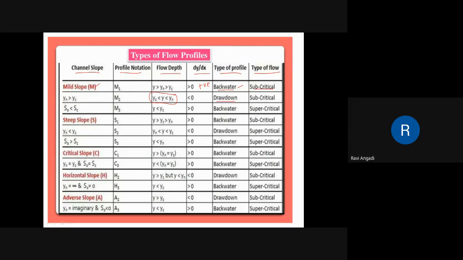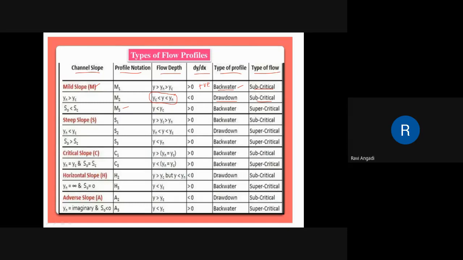What type of flow do you get? Drawdown. The type of profile is drawdown and the type of flow is subcritical. Likewise, you can take the others, M3, where Y is less than Yc, meaning we get supercritical flow. And dy by dx is greater than 0 also, and we get a backwater curve for the supercritical flow.